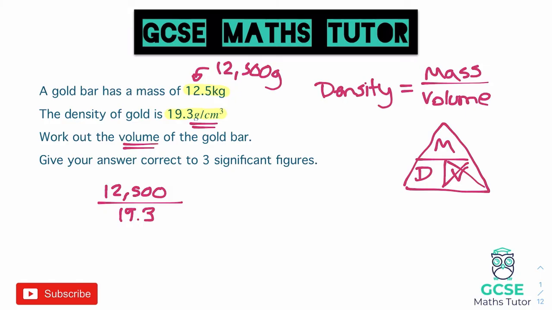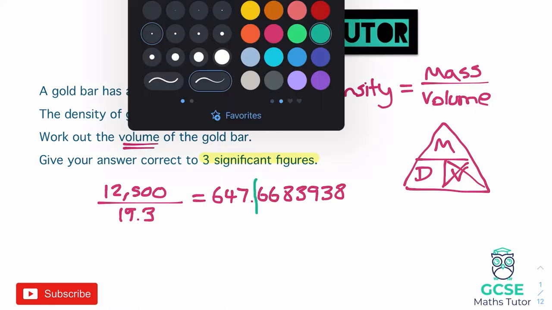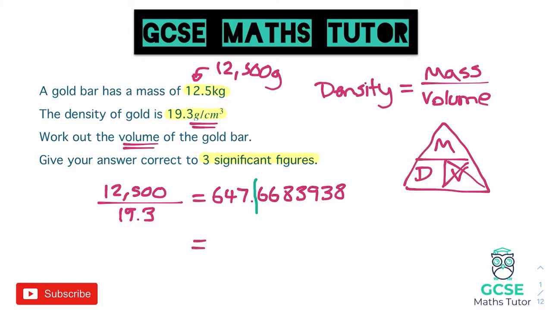So if I type that in, we get 12,500 divided by 19.3, and that comes out as 647.668 3938, and always write down all of the answer on the calculator there, and then we're going to round that to our final answer, which it says to three significant figures. If we're going to round this to three significant figures, we've got the 647, so we're going to chop it just here, and it's a 6 after there, so that is going to round up to 648.